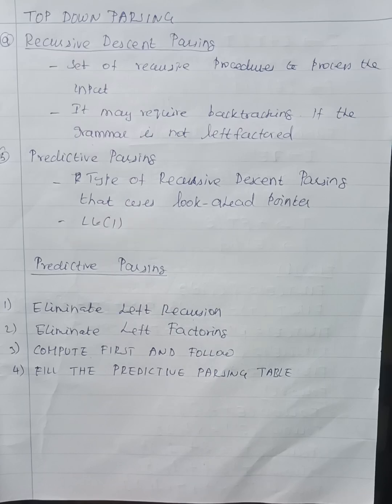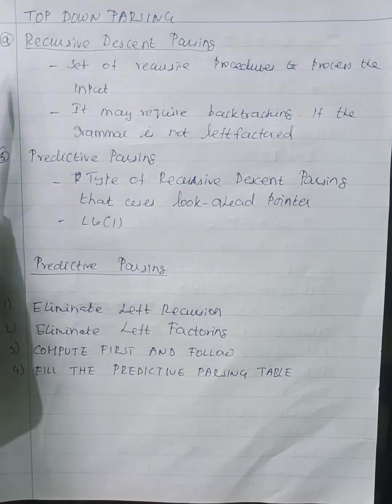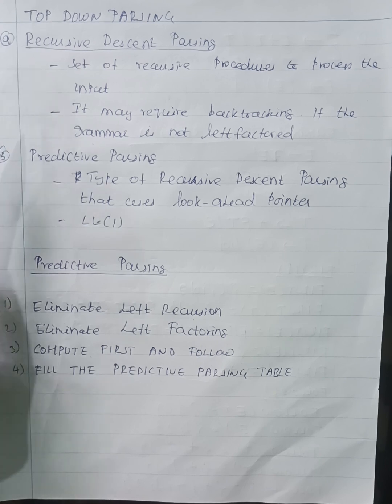In this video, we are going to see the top-down parsing technique. The top-down parsing technique means the parser is going to construct a syntax tree from the root node to the leaf node. There are two kinds of techniques available in top-down parsing. The first one is recursive descent parsing and the second one is predictive parsing.